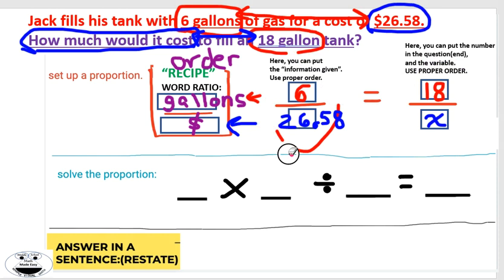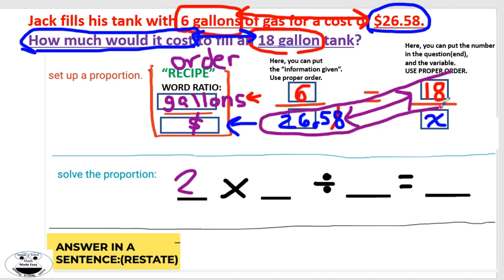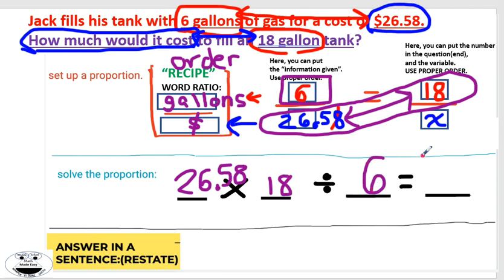So in order to solve, we did this in the previous video. I see that we're already at 12 minutes and 30 seconds, so that is very long. So I am going to do this part quickly. In the previous video, I went over that the two numbers across from each other, those are the ones that are multiplied. Let's circle them. $26.58. I ran out of room here, but times 18. And then the number that is by itself across from the variable, which in this case is 6, this is what we're going to divide by.